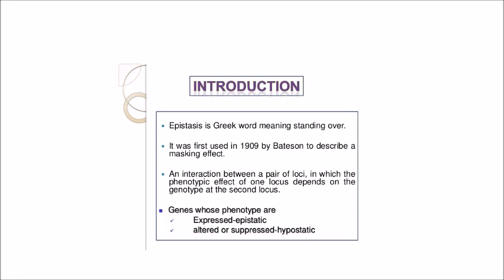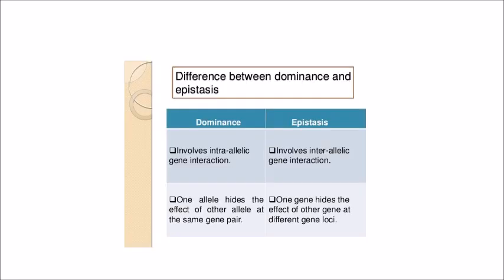Now there are so many differences between dominance and epistasis. What are the differences? In case of dominance, it is an intraallelic interaction, but epistasis is an interallelic interaction. On the other hand, in case of dominance, one allele hides the effect of the other allele at the same gene pair. What about epistasis? One gene hides the effect of another gene at different gene loci.